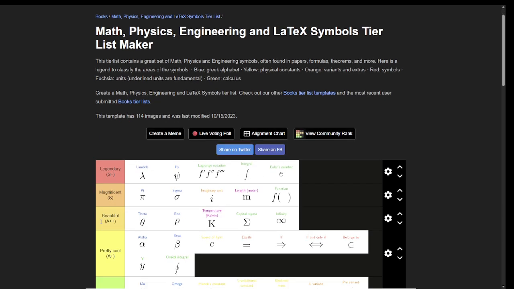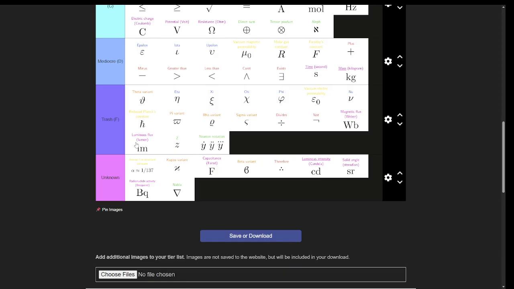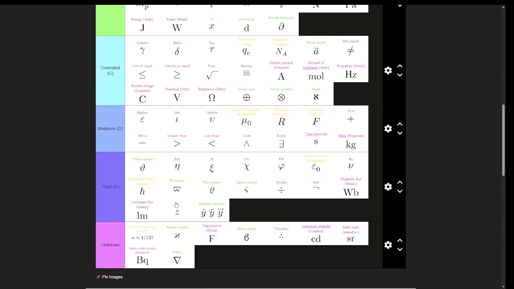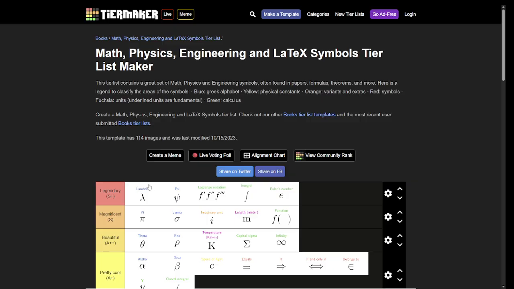So to summarize, in our F tier, we have things like theta variant, pi variant, divide, not, Newton notation, and z as an algebraic variable. And at the top, number 1, lambda. My number 2 symbol is going to be the integral. My number 3 is going to be Euler's number. My number 4 is going to be Lagrange notation. And number 5 is going to be psi because of quantum physics.